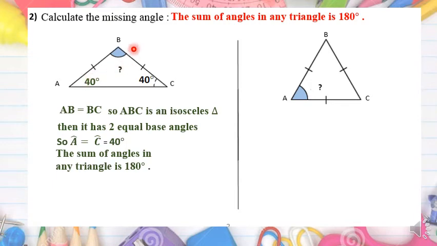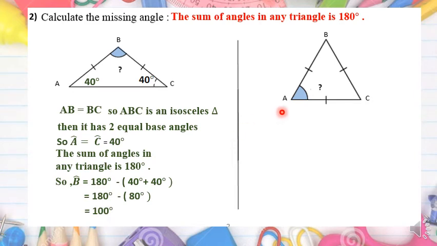Okay, then can you find the missing angle here, which is B? We said that the sum of angles in any triangle is 180 degrees. So 180 degrees minus A and C gives me B. Okay, so B is equal to 180 degrees minus 40 plus 40, equals 180 degrees minus 80, equal to 100 degrees. Now let's move to the second one.